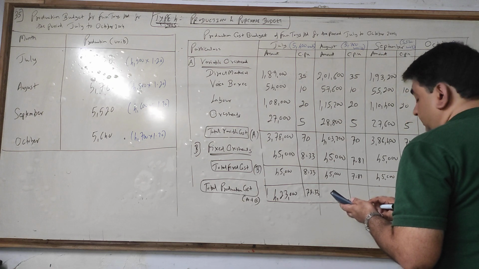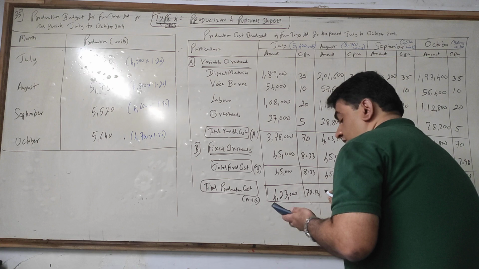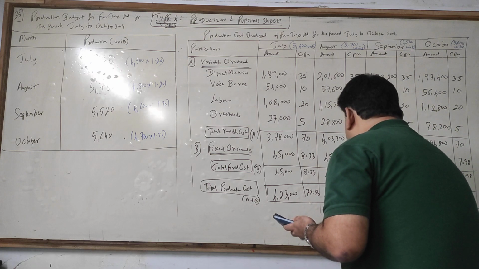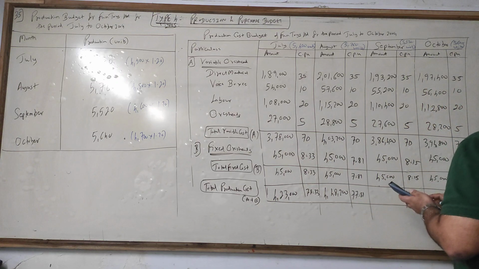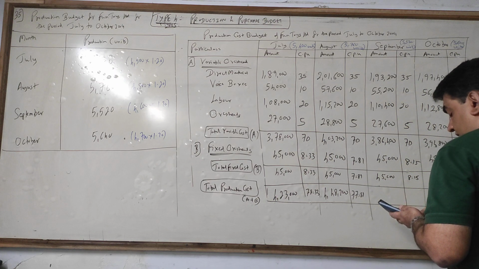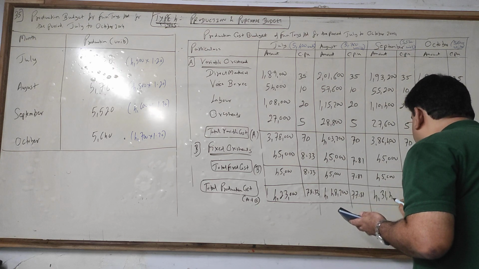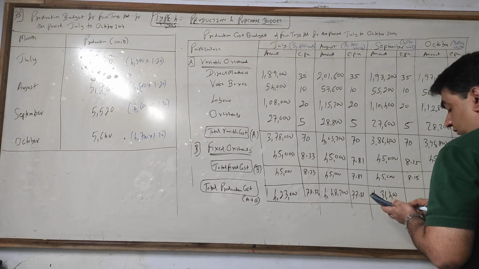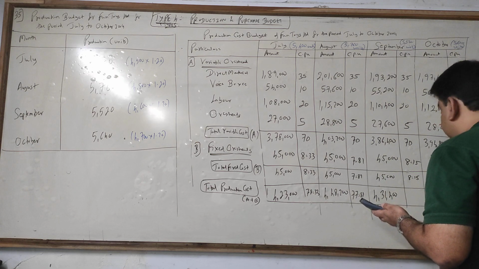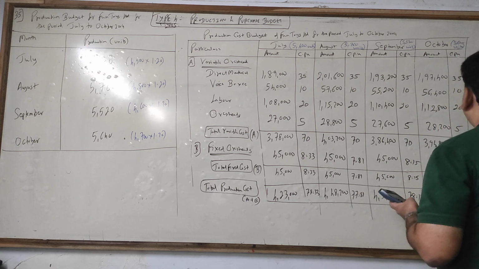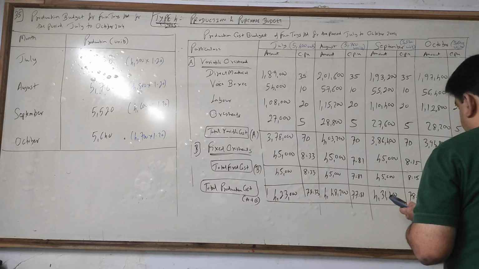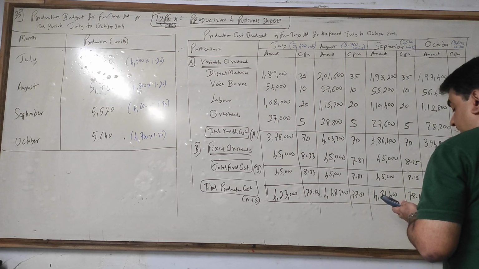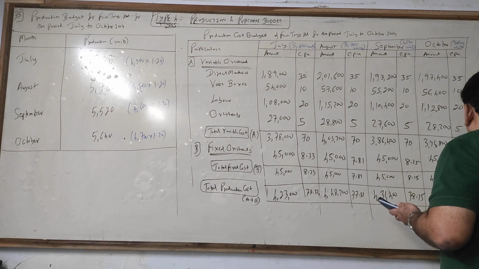403,200 plus 45,000 is 448,200. 386,400 plus 45,000 is 431,500... divided by 5,520 is 78.15. 394,800 plus 45,000 is 439,800 divided by 5,6 gives 77.98.